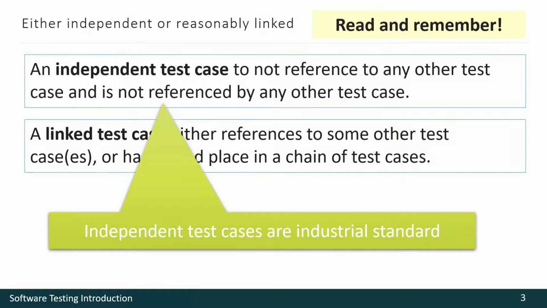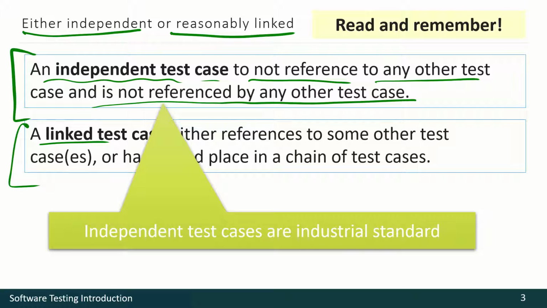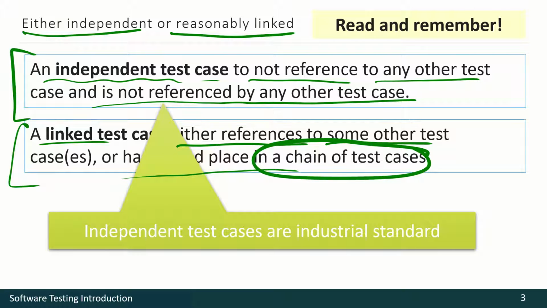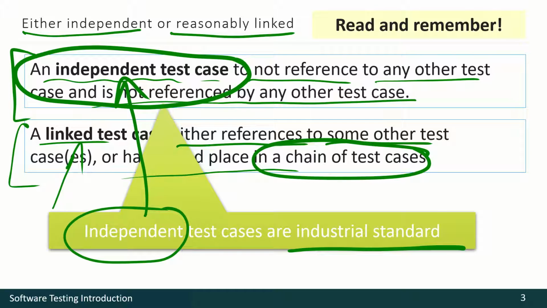Test cases may be either independent or reasonably linked with other test cases. Here are the definitions. What is an independent test case? It has no reference to any other test case and is not referenced by any other test case. While a linked test case either references some other test case or has a place in a chain of test cases. And as you can see here, independent test cases are the industrial standard. Of course, linked ones may exist, but independent ones are much more common.